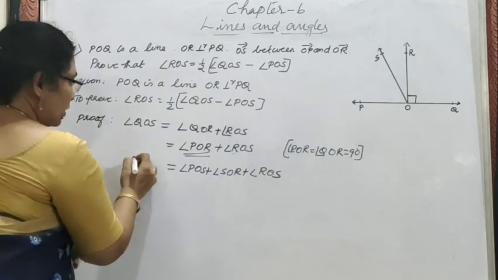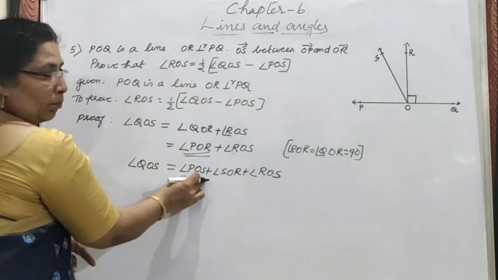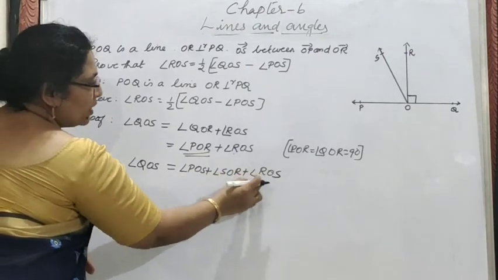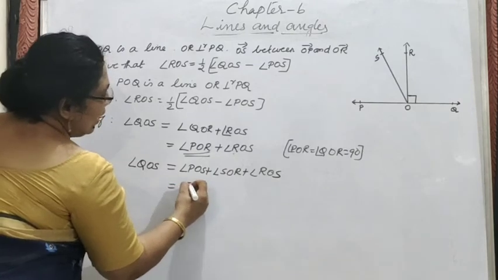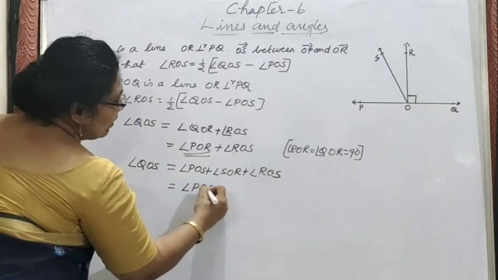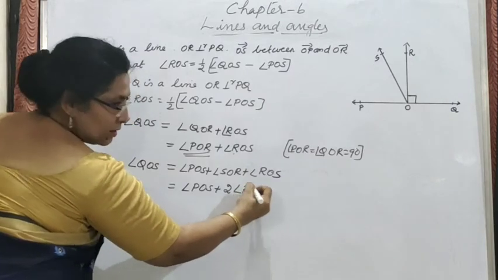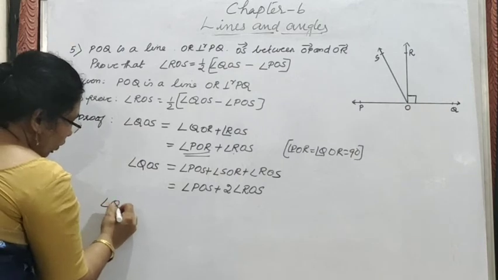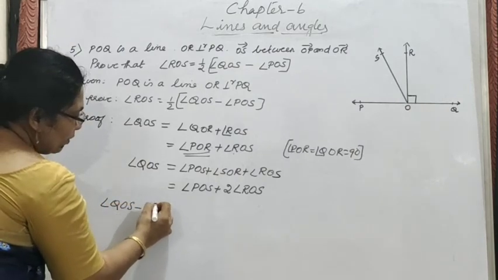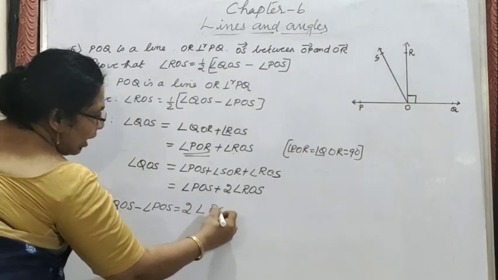Here on the left side it is QOS only. On the right side POS came, right? Now both are the same. SOR is same as ROS. So I'll write here angle POS plus 2 times angle ROS. Now POS I'm bringing to this side. So angle QOS minus angle POS equal to 2 times of angle ROS.